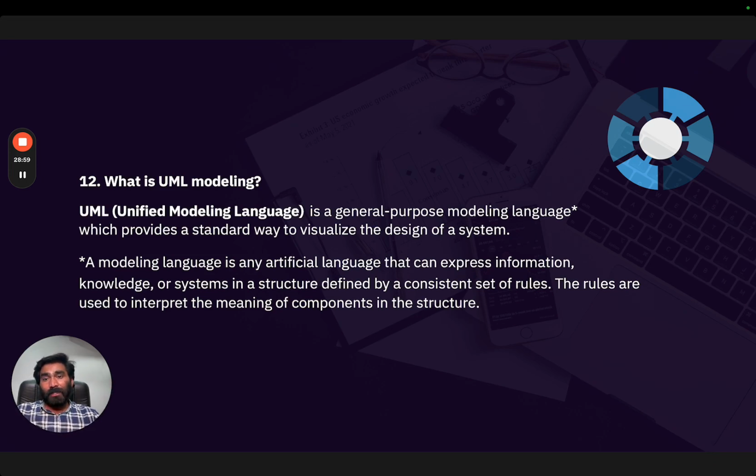All right, so this is a very technical one, but sometimes you would expect a question like, what is UML modeling? So you can brief it like, UML is a general purpose modeling language which provides a standard way to visualize the design of a system. All right, so in that way you can explain, because if you go more technical, they might ask more and more technical questions to you.